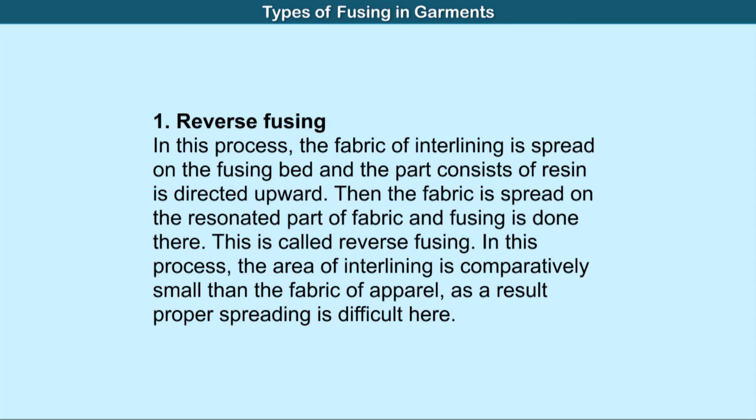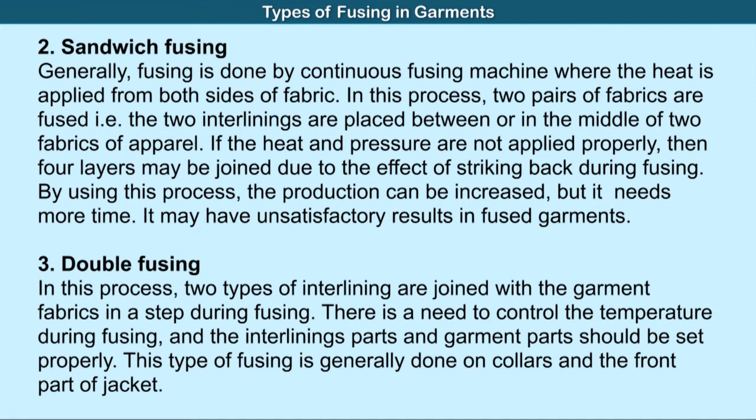In this process, the area of interlining is comparatively smaller than the fabric of apparel. As a result, proper spreading is difficult here. Sandwich fusing. Generally, fusing is done by a continuous fusing machine where the heat is applied from both sides of the fabric. In this process, two pairs of fabric are fused, that is, two interlinings are placed in the middle of two fabrics of apparel.